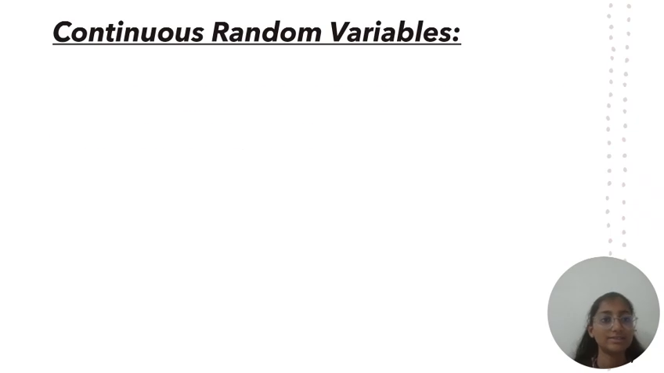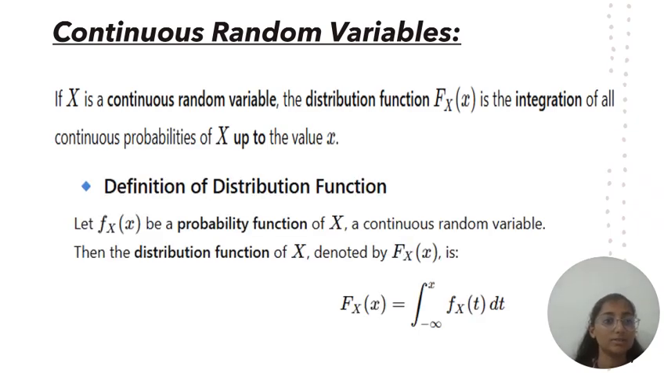Now let us discuss continuous random variables. If X is a continuous random variable, the distribution function F_X(x) is the integration of all continuous probabilities of X up to the value of small x.